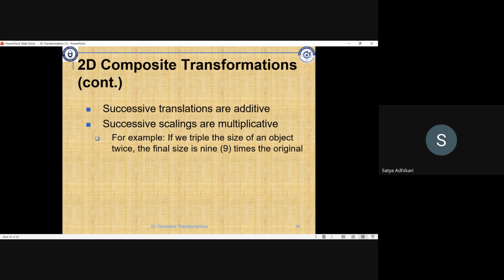Suppose you want to scale 3 times first and then again 3 times. So the original size is enhanced by 9 times. That is why the scaling factor is multiplied.